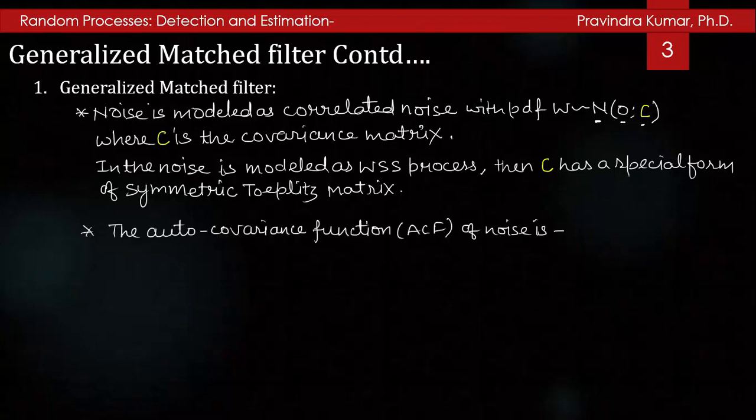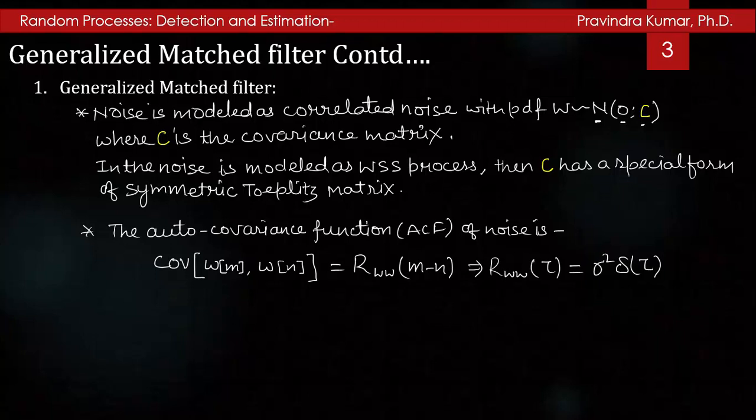When the noise samples are uncorrelated, the autocovariance function of the noise, the covariance of w[m] and w[n], will be equal to the autocorrelation r_w[m minus n]. So the autocorrelation function of the noise r_w[tau] will be equal to sigma square delta[tau]. But for non-stationary noise, the covariance matrix C will be an arbitrary covariance matrix.